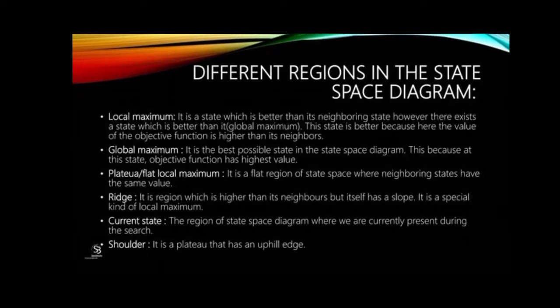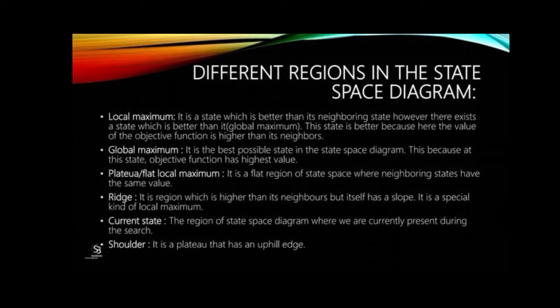Different regions in the state space diagram. Local maximum: it is a state which is better than its neighboring states, however there exists a state which is better than it. This state is better because here the value of the objective function is higher than its neighbors. Global maximum: it is the best possible state in the state space diagram, because at this state the objective function has the highest value.